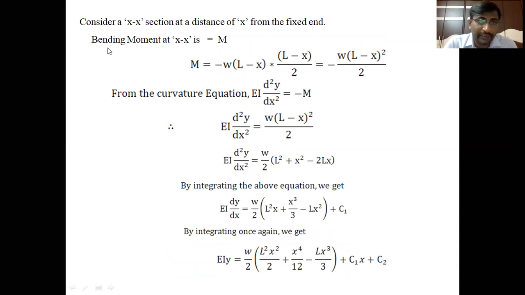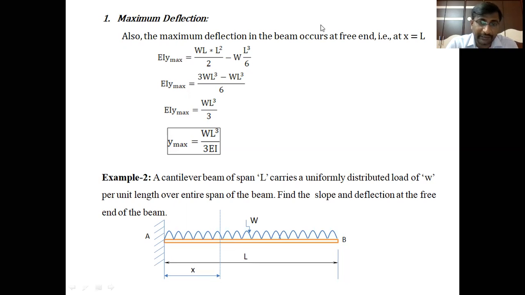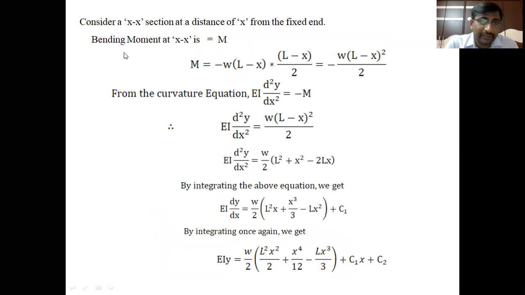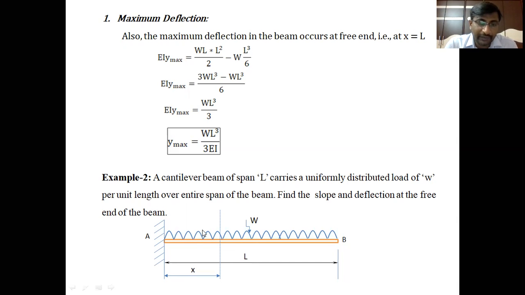Same procedure we follow. Consider a section XX at a distance of x from the fixed end. First, once the beam is given, we need to consider the section XX at a distance of x. So the bending moment at XX, we must find before proceeding with the problem. How to find the bending moment at XX?